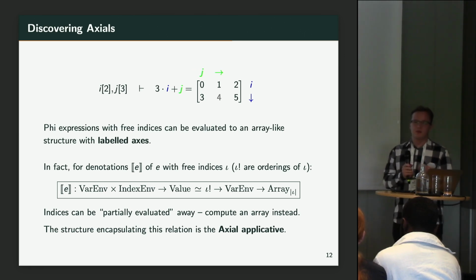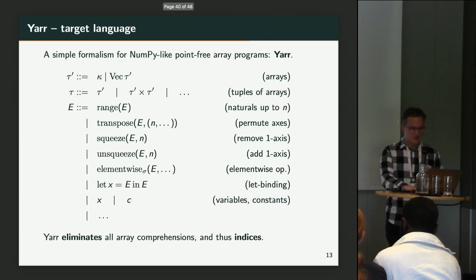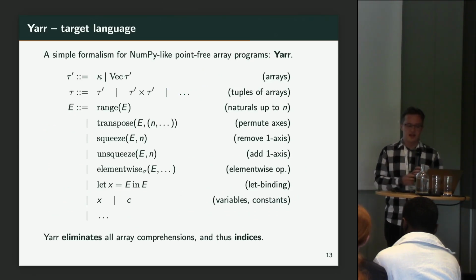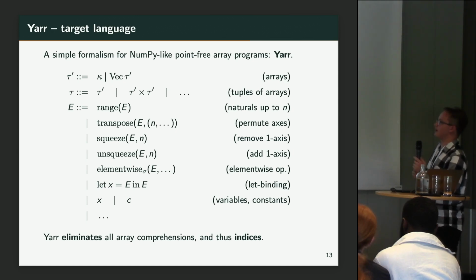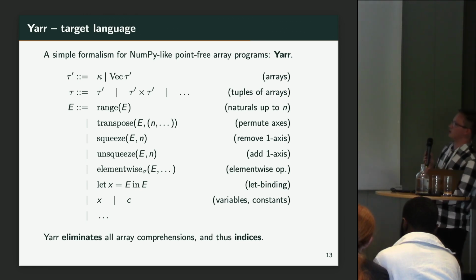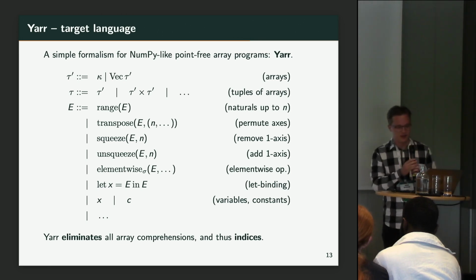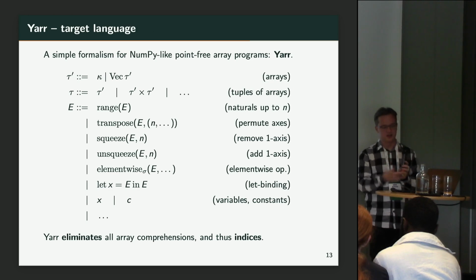I elaborate on how you define the axial applicative, but I'll just go with an example instead. We'll have to say first what the target language is. This is essentially just NumPy, but abstracted. A common movement in Python is trying to standardize what this interface should be. It's called the Array API. Maybe one day they'll succeed, but for now there are five different interfaces, so I had to pick one.